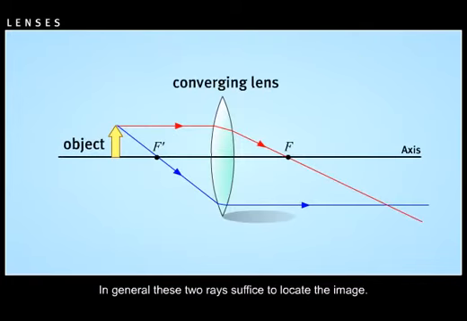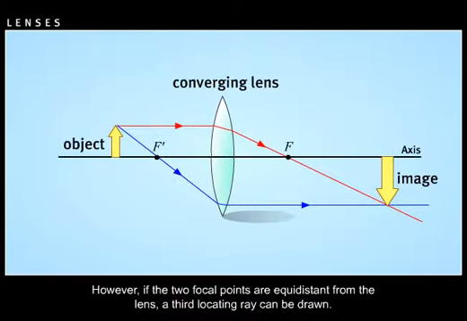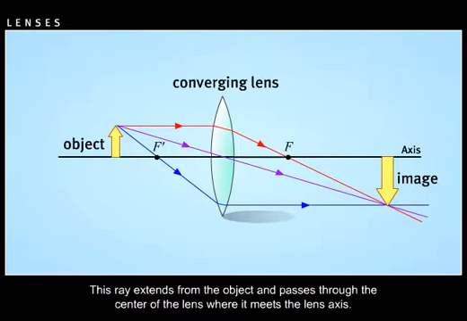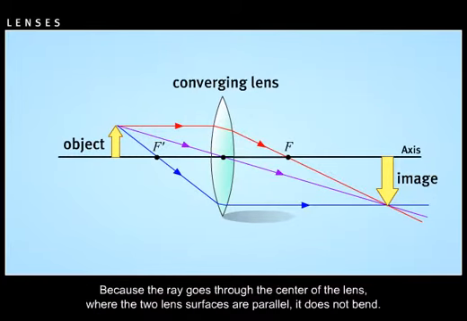In general, these two rays suffice to locate the image. However, if the two focal points are equidistant from the lens, a third locating ray can be drawn. This ray extends from the object and passes through the center of the lens where it meets the lens axis. Because the ray goes through the center of the lens where the two lens surfaces are parallel, it does not bend.